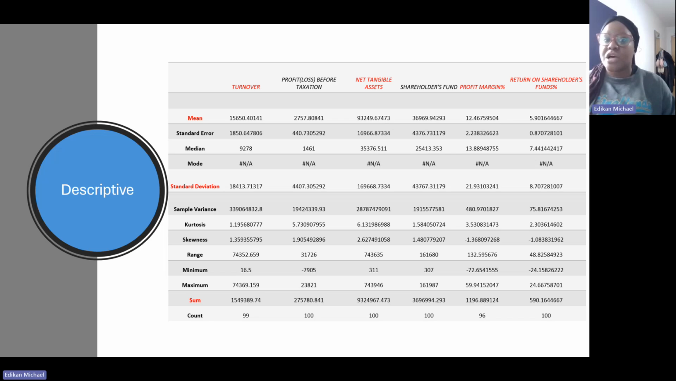And finally, for the sum, turnover has 1.55 billion and net tangible assets has 932.50 million. And we can see that profit margin has 119.69%, while return on shareholders funds has 590.60%. From this descriptive analysis, it can be seen that the statistical analysis of turnover, net tangible assets, profit margin, and return on shareholders funds highlights key financial trends. And also, it can be seen that while most banks are doing perfectly well, some banks are underperforming and struggling.